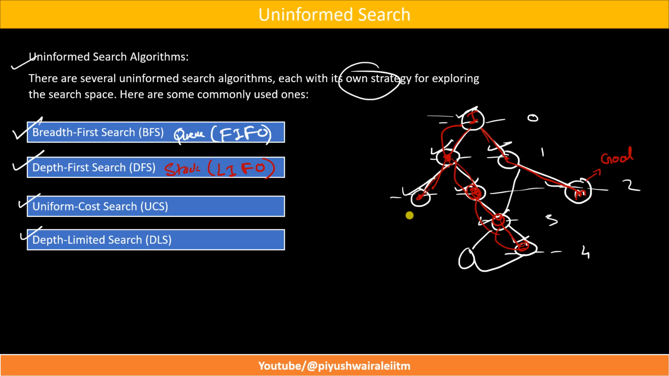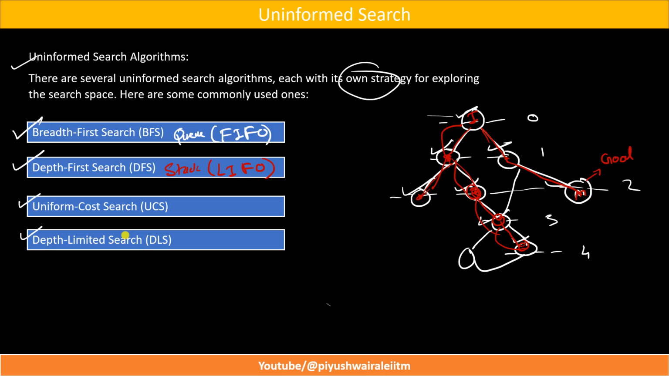Let us consider we have thousands of nodes to explore. In that case, it will take too much time to go to a particular depth and then backtrack to the nearest unexplored node. So that's why we use this particular algorithm, that is depth limited search.